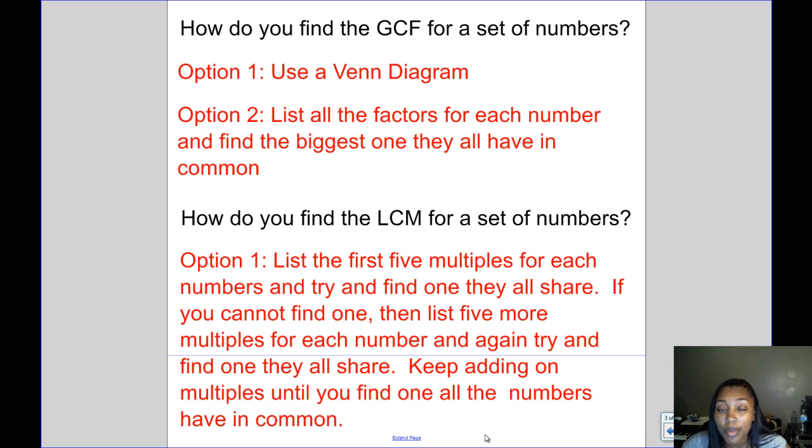And how do you find the LCM, or the least common multiple, for a set of numbers? Well, basically there's pretty much just the one option, and you're going to list the first 5 multiples for each number and then try to find the one that they share. And if you can't find one, you're going to list 5 more multiples and then see if you can find one then. And you just basically keep listing multiples until you find one that they have in common.